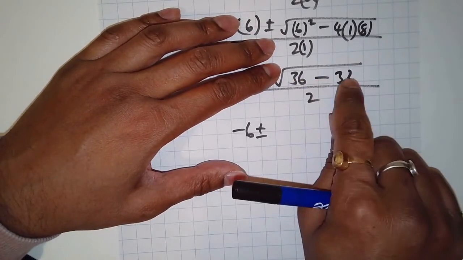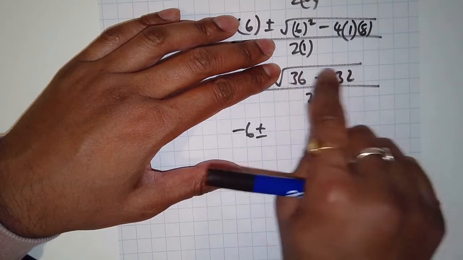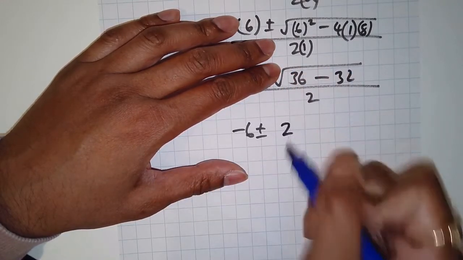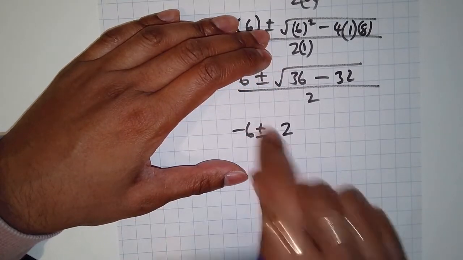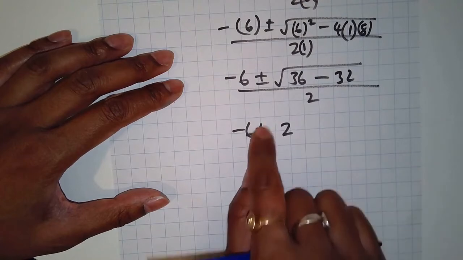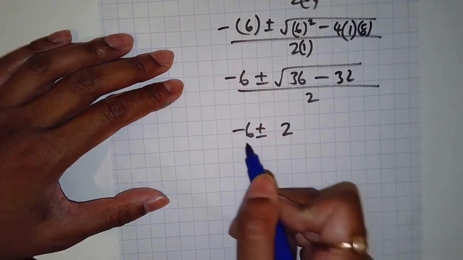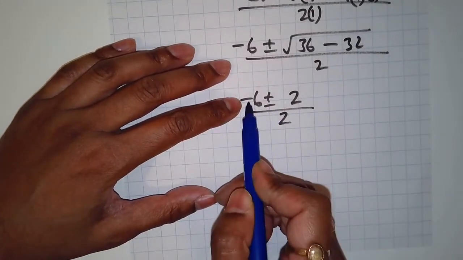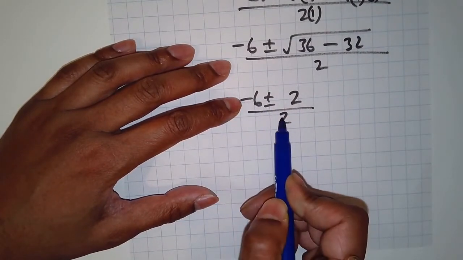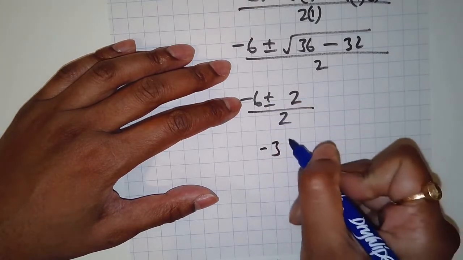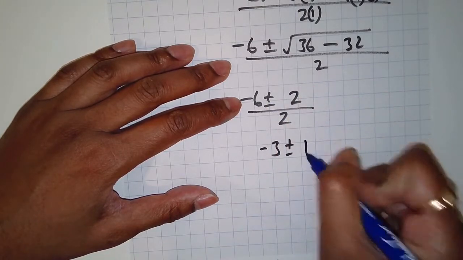36 take away 32 is 4. That's 4 there. Square root of 4 is 2. Don't forget we've already got the plus and minus there. Square root of 4 is plus and minus 2. That's why we've got the plus and minus 2 there. All over 2. Let's simplify this. Minus 6 divided by 2 is minus 3. Don't forget the plus and minus. 2 divided by 2 is 1.